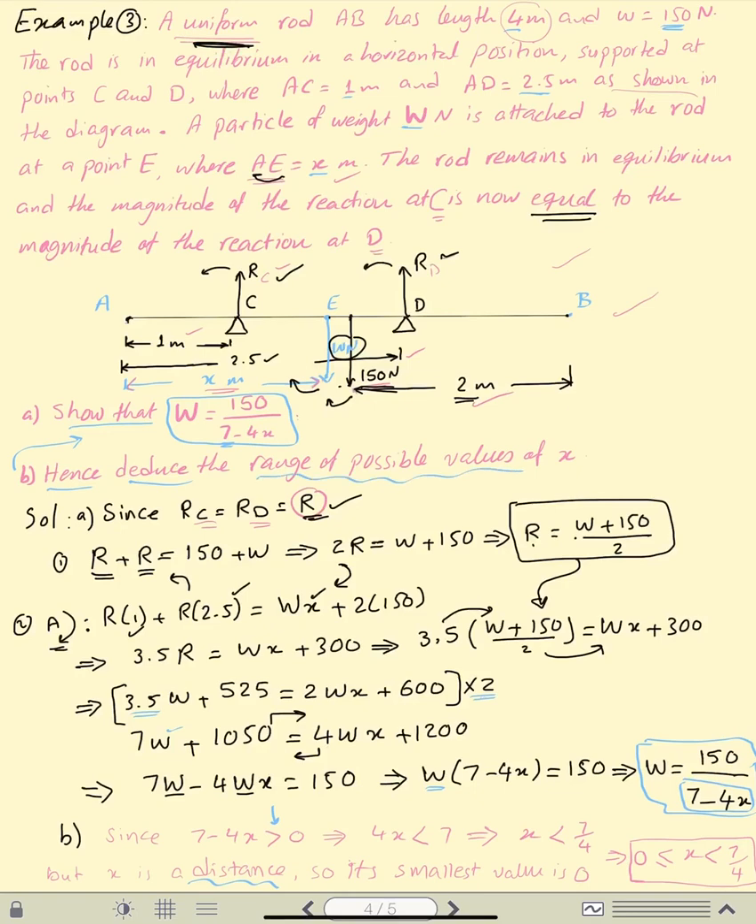It could be 0, and the maximum of it, since 4x is less than 7, so x is less than 7 over 4. So the range is x greater than or equal to 0, less than 7 over 4 meters. It's one of the ideas that may come in the exams, and they have come many times. They are common questions.